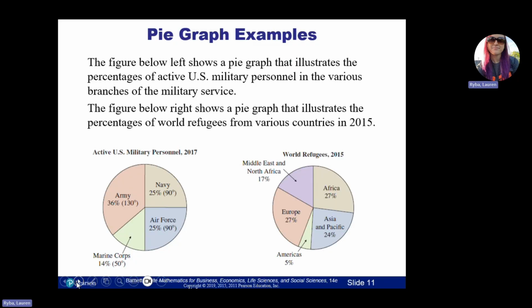Another graph there, just talking about the world refugees in 2015. Again, very quick, easy way to look at and figure out where the largest, smallest, how they compare to each other.